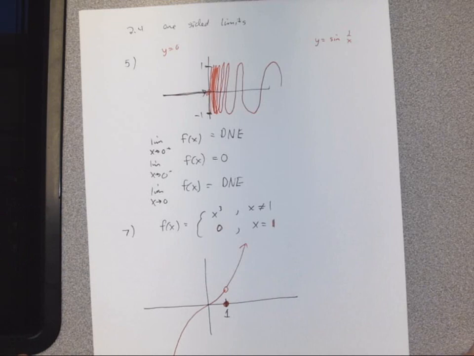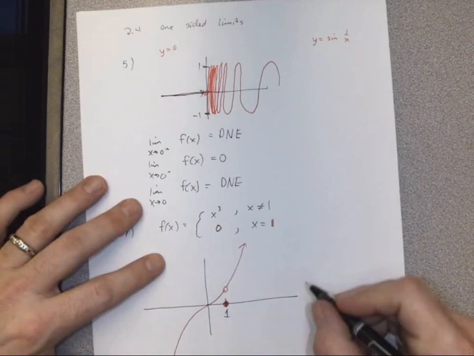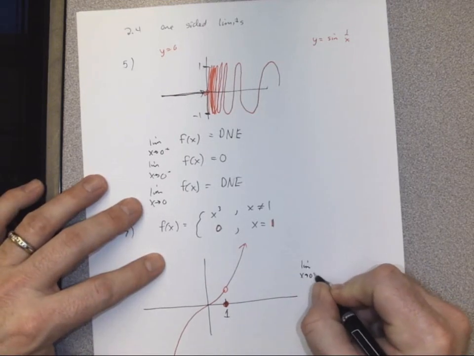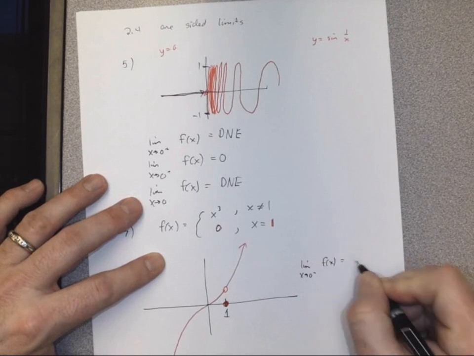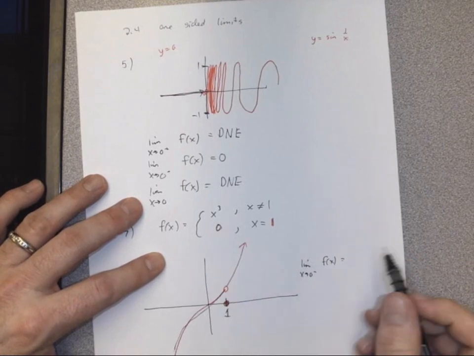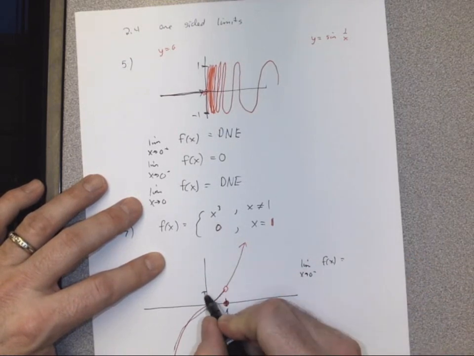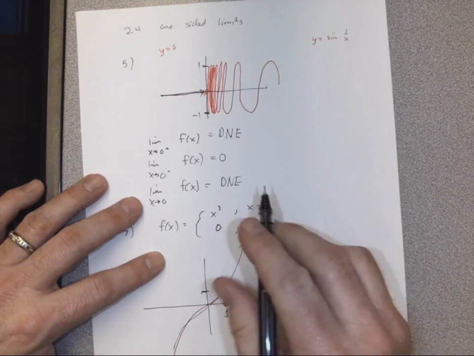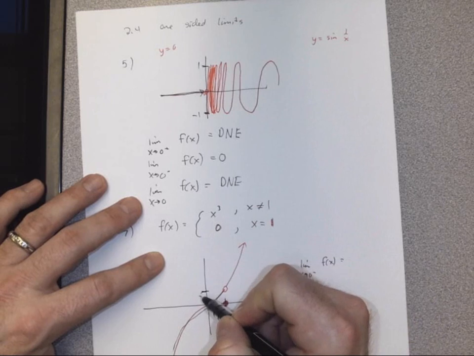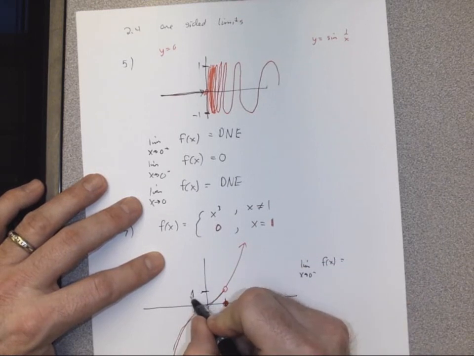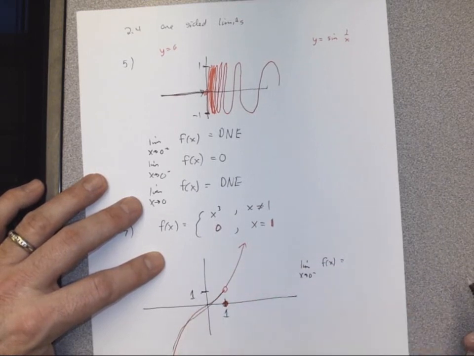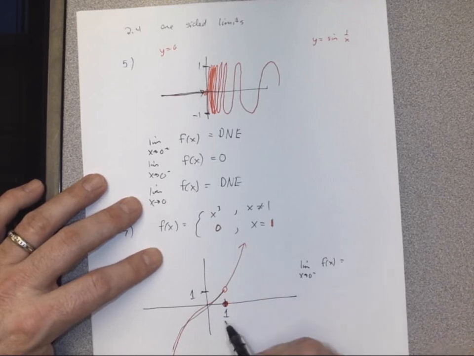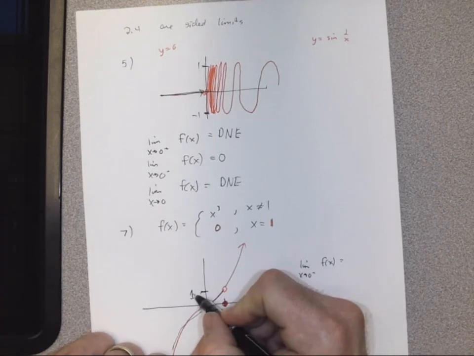It wants us to find the limit from the left and from the right. So what's the limit as x approaches 0 from the left of this f of x? From this direction, what's it going to? What's this y value? If you plug in 1 into this function, you get 1 back. This has a hole, so this is clearly 1, isn't it? As x gets close to 1, y is going to be close to 1.